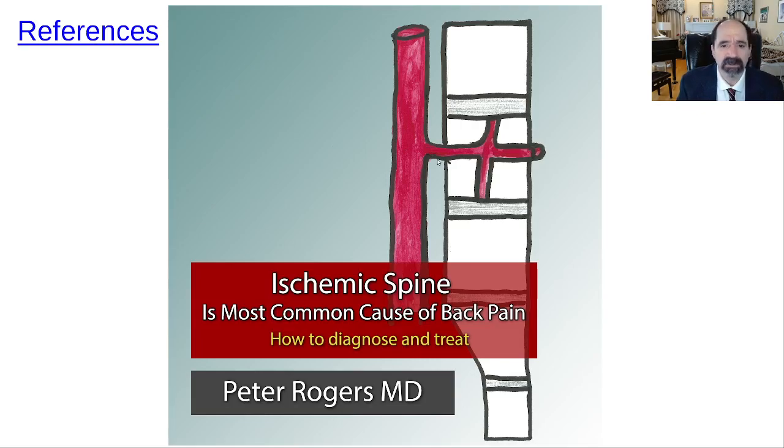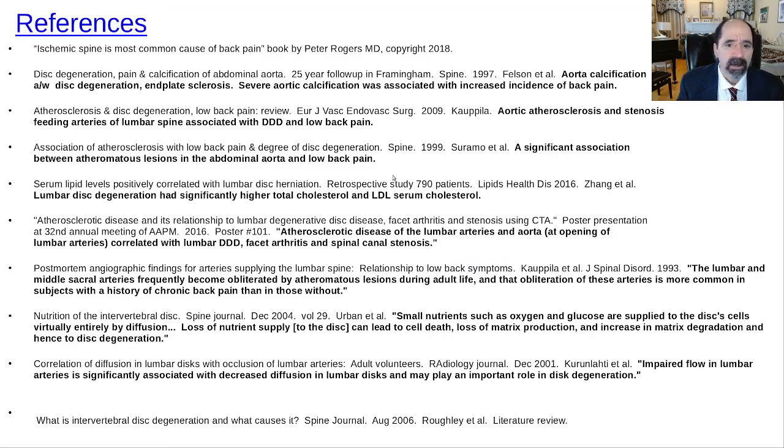Okay, some quick references. I wrote an entire book on this stuff. Here's one of the versions of my book. Ischemic Spine, most common cause of back pain. If you're interested, it goes into a lot more detail. And then I've got some other references here on all these papers and whatnot and other books. So anyways, I hope that's helpful. And whatever improves blood supply is good for the heart, good for the brain, good for the Johnson, good for the spine. So hope that helps.